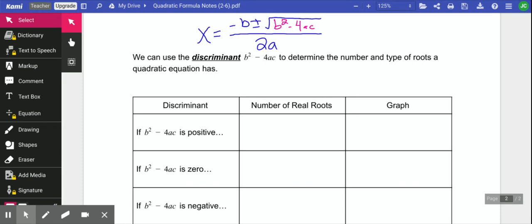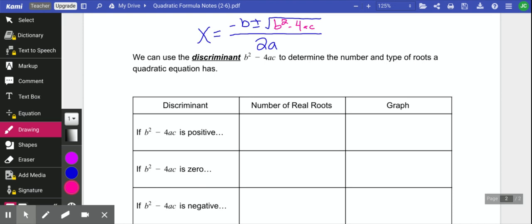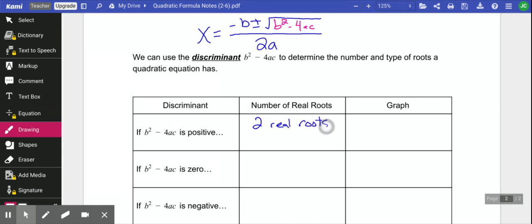So let me show you this. If the discriminant is a positive number, so if you end up with a positive number under the square root, that means your solutions are going to be real numbers. You're going to have two real roots or two real solutions. And what this means about the graph is you also have two x-intercepts. Now, it may open up, it may open down, it doesn't really matter, but there's going to be two of them. We'll come back to this because there's a little more I want to tell you about that.